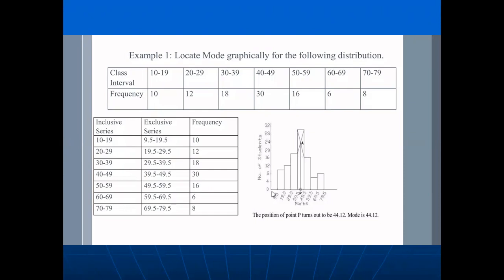So the distance from here to here gives the modal value. So what is the modal value from here? That is 0 to here, so if I take this distance from 0 to here, that comes to 44.12. So this distance you have to measure by scale. So that is how we calculate the mode by histogram method.